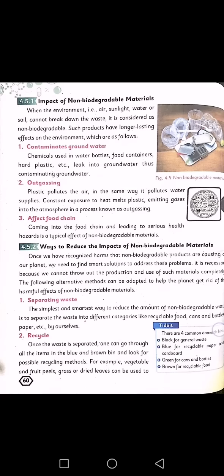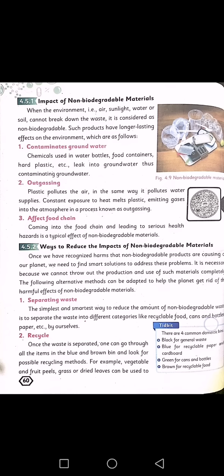Impacts of non-biodegradable materials. When the environment, air, sunlight, water, or soil cannot break down the waste, it is considered non-biodegradable. Such products have longer lasting effects on the environment, which are as follows. Contaminates groundwater: chemicals used in water bottles, food containers, hard plastic, etc. leak into groundwater, thus contaminating it.